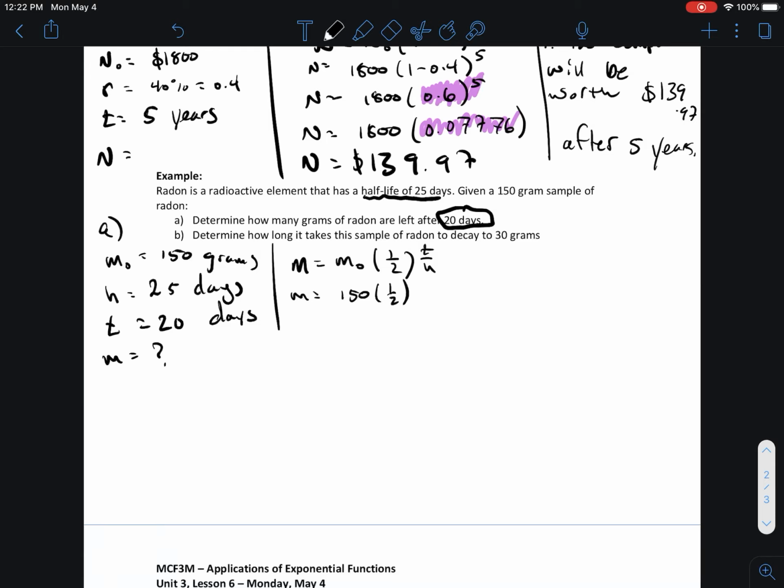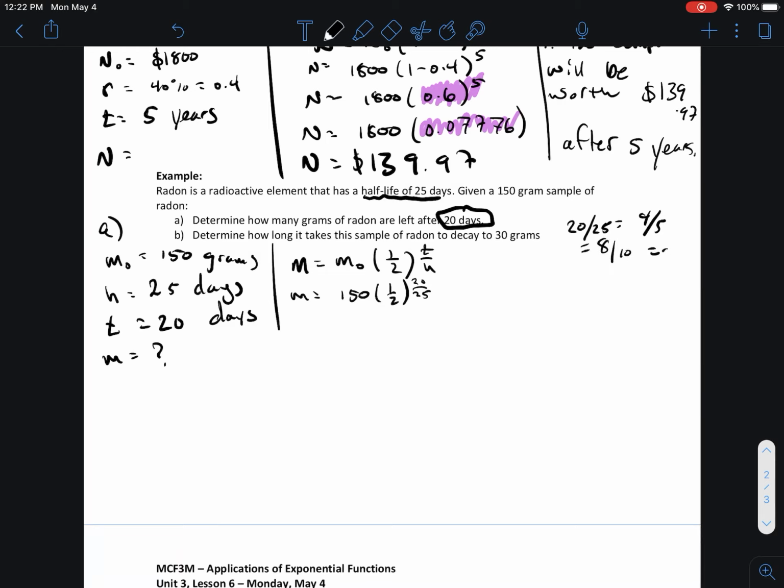Okay, so let's draw a line. So M is going to equal 150 multiplied by 1/2. And we've got to figure out the exponent. The exponent is going to work out nicely this time because the T value is 20 over 25. That's going to turn out to be 4/5, right?